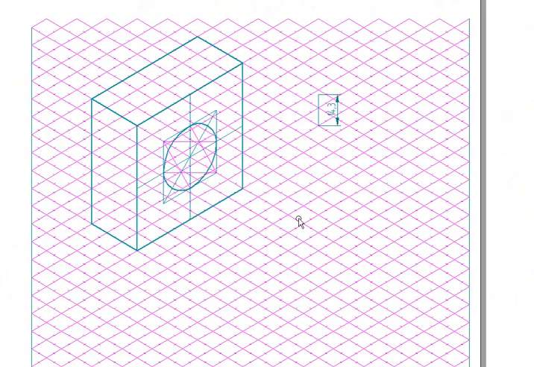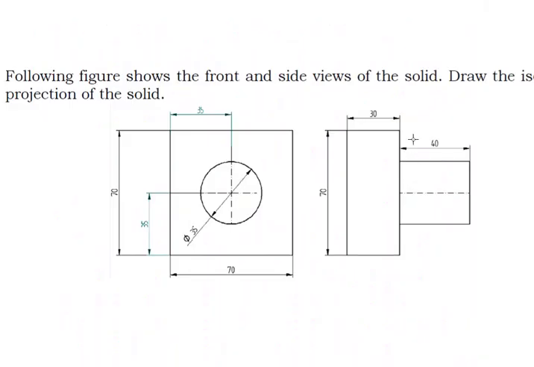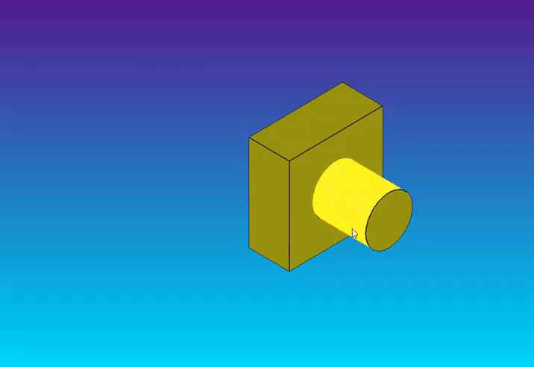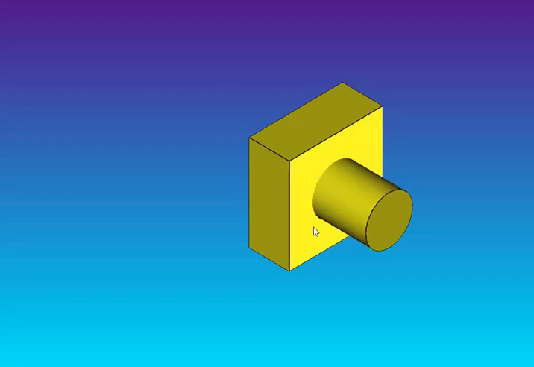Draw the major axis, then draw the minor axis. From here then draw the ellipse. Already I have covered this in the first class, so I'm going to directly keep it. So I have drawn this ellipse. Next thing is we need to see the length of the cylinder. The length of the cylinder is 40.